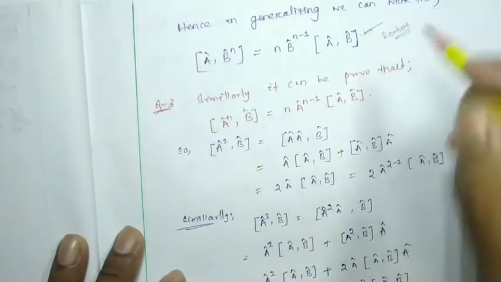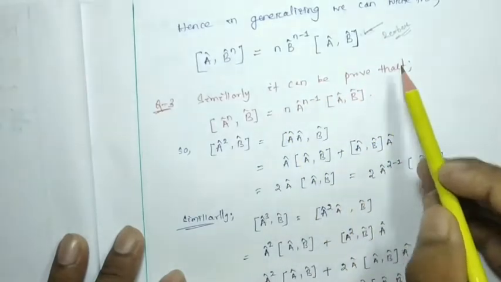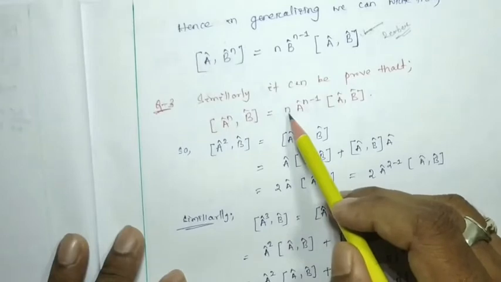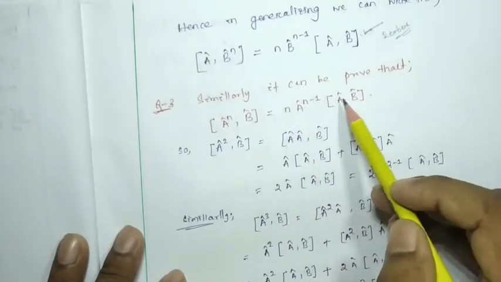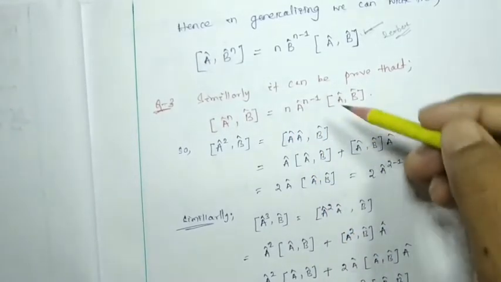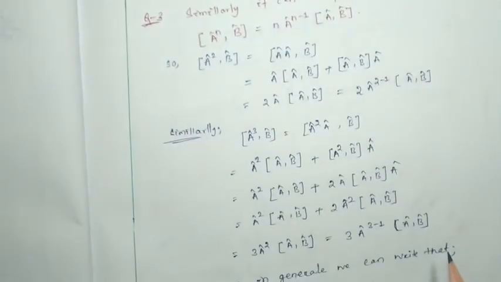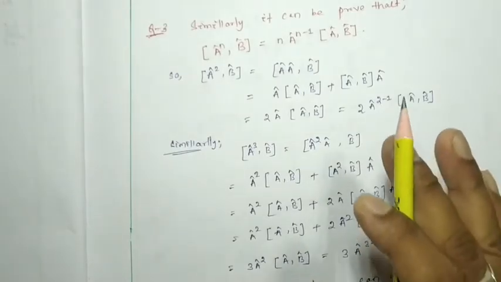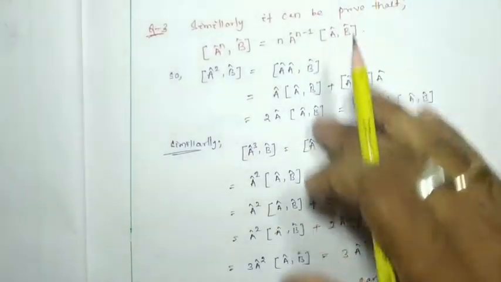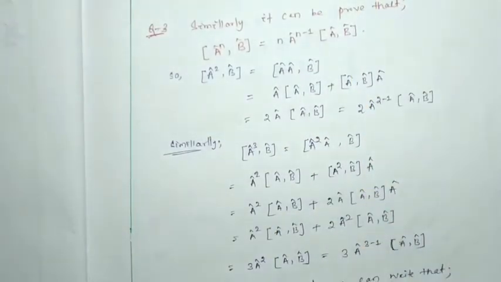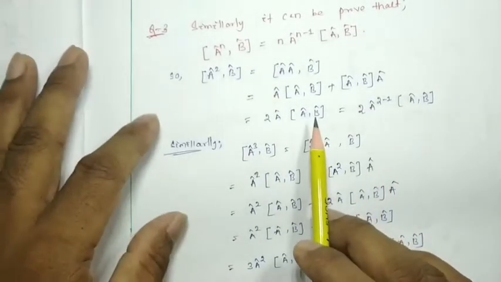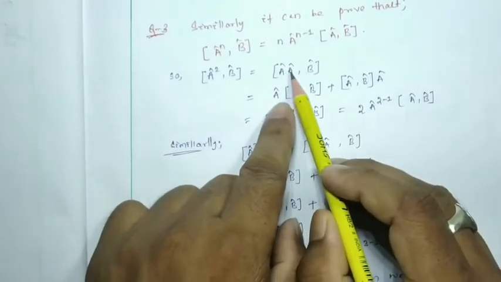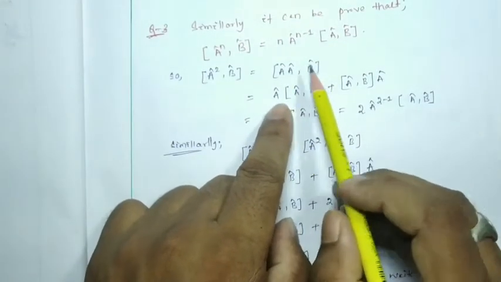Okay. Next, similarly, it can be proved that [A cap to the power n, B cap] will be equal to n A cap to the power n minus 1 [A cap, B cap]. Same procedure I have followed. So if you want to write, you can pause the video and write these steps. Same procedure. But one thing I want to explain once again: here A cap is there and B cap.